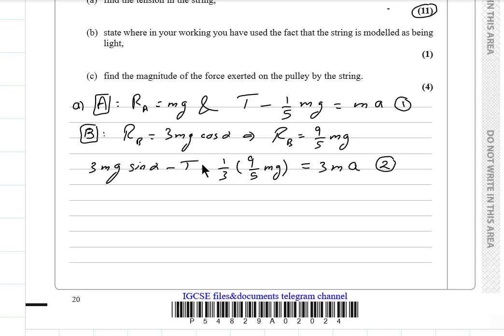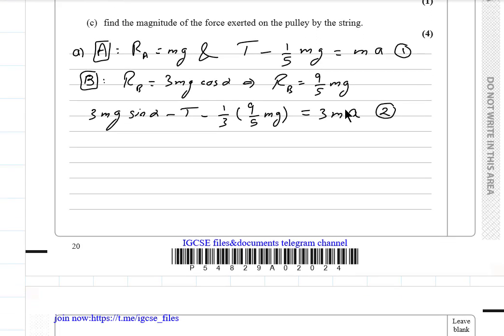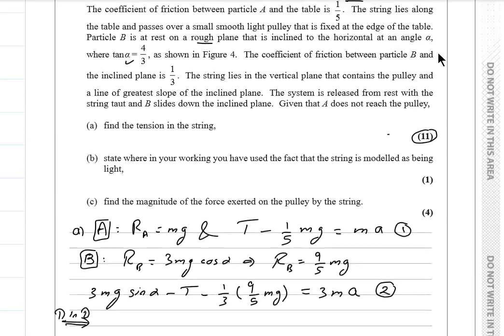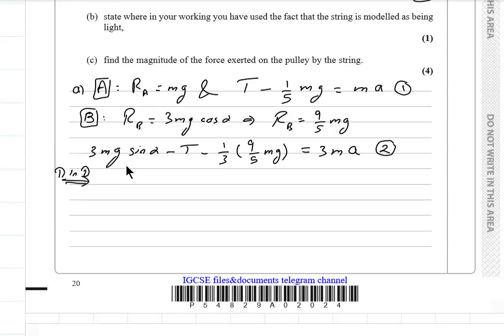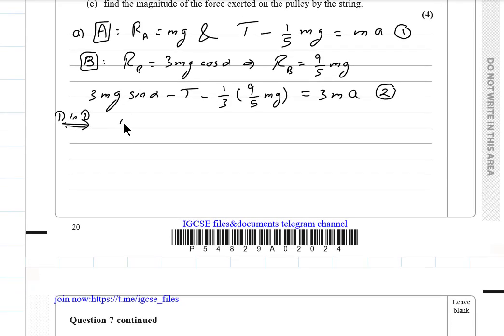We want to solve to get T. We will find that this part is ma, and the right-hand side of the other equation is ma also. So we can substitute 1 into 2 very easily. 3mg sine alpha, where sine alpha, as we said before, is 4 over 5. So we can multiply directly: 3 times 4 will be 12 over 5 mg minus T.